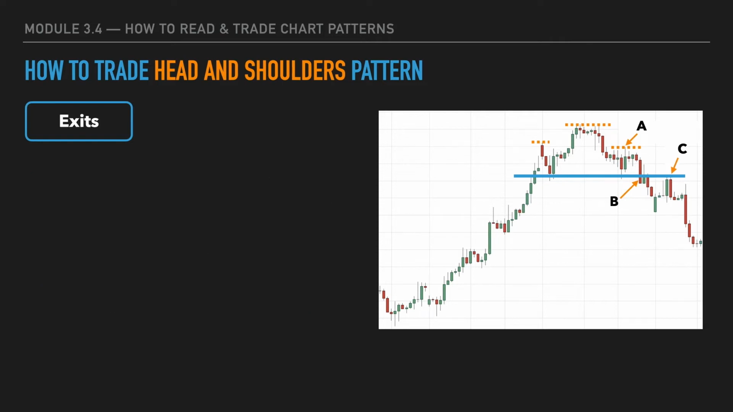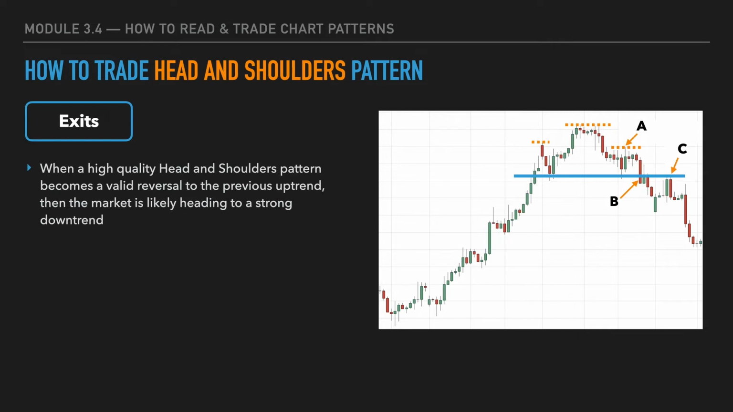Now let's take a look at where you should exit your trade and take profits. When a high quality head and shoulders pattern becomes a reversal of the previous trend, then the market is likely heading to a strong downtrend after this pattern. So one of the best exit strategies for riding a trending market is to use trailing stops. When you trade the head and shoulders pattern, it basically means that you move your stop loss down when the price goes down by a certain percentage. Or you can use an indicator to smooth out the price changes as a trailing stop loss reference.